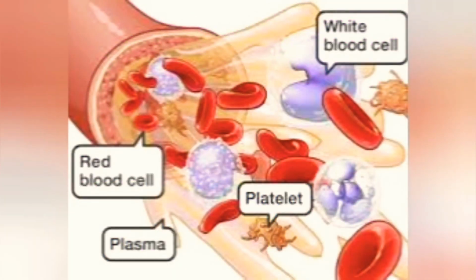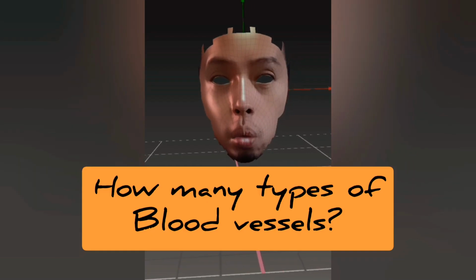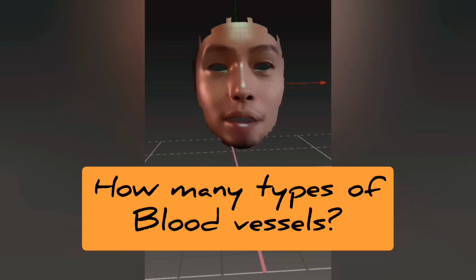Here is a picture of blood vessel. What you could find inside blood vessels are all the 4 components of blood: the red blood cell, white blood cell, platelets, and plasma. So our lesson today is only about blood vessels.